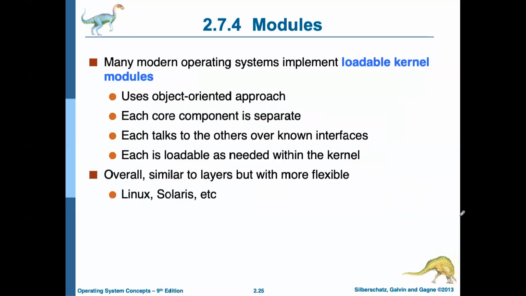Many modern operating systems implement loadable kernel modules. They use an object-oriented approach. Each core component is separate. Each talks to the others over known interfaces. Each is loadable as needed within the kernel. Overall, it is similar to layers but more flexible, such as in Linux and Solaris.